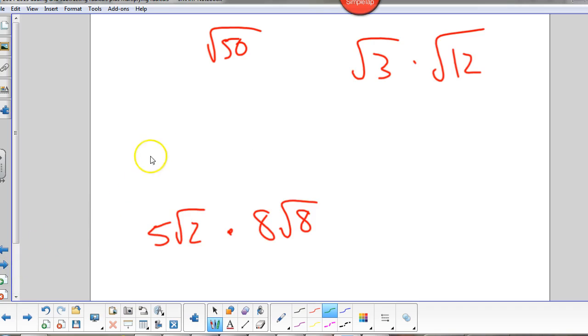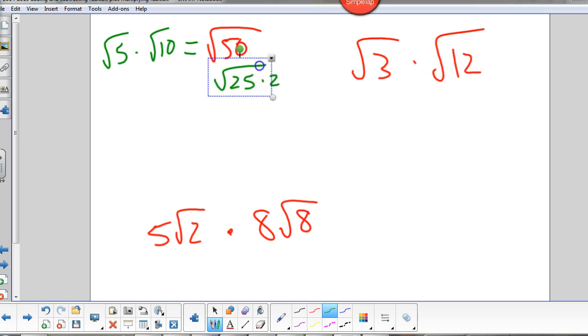We're going to multiply. If I had square root of 5 times the square root of 10, that would equal the square root of 50. So if I multiply those together, I get root 50, and then after I multiply, I'm going to simplify. So if I simplify that, I do square root of 25 times 2, and that would be square root of 25 is 5 root 2.